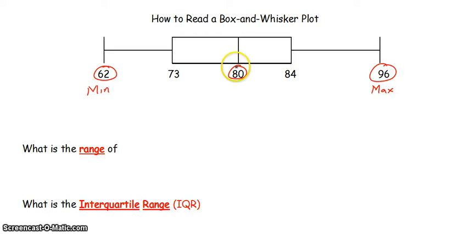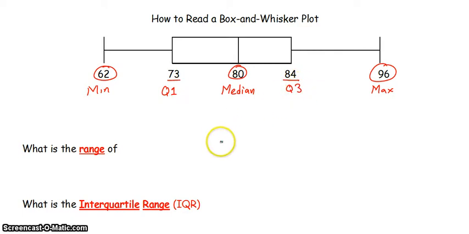The number in the middle is always going to be your median, and the two numbers that edge the corners of your box are going to be Q1 on the left and Q3 on the right.